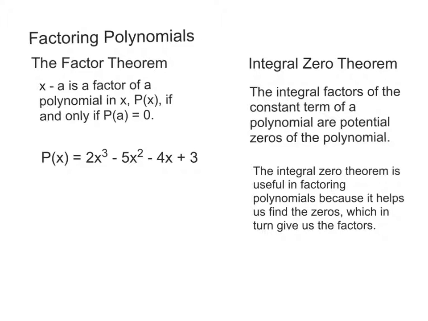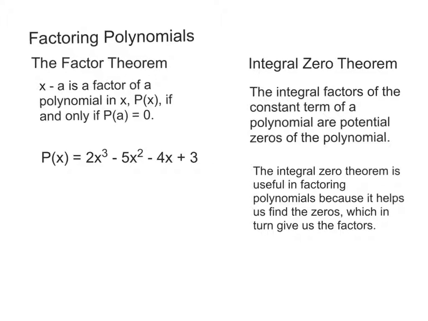And the factor theorem says that x minus a is a factor of a polynomial if p of a equals 0. Because remember, p of a equals 0 means that when you divide by that polynomial, the remainder is 0. And if you divide something and you get a remainder of 0, then that means it's a factor.